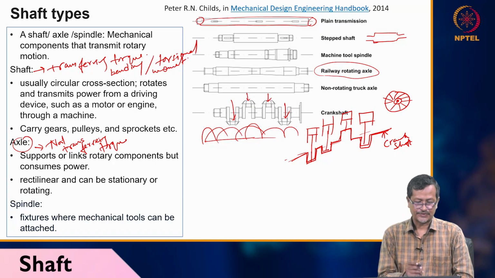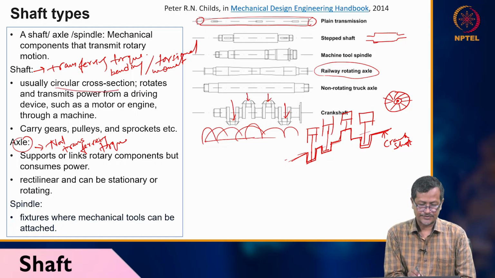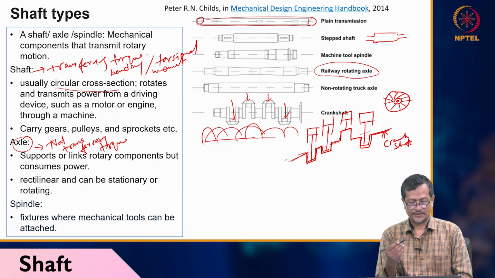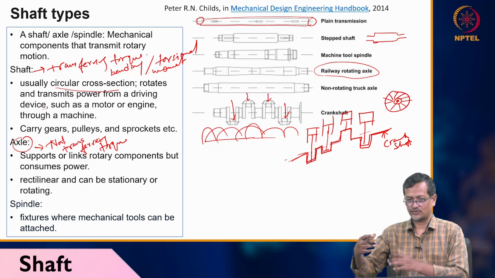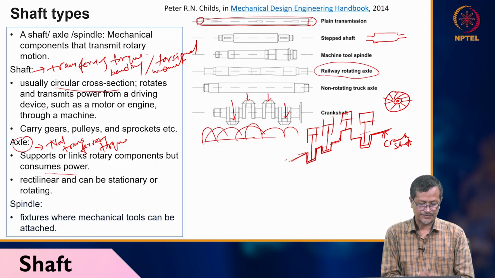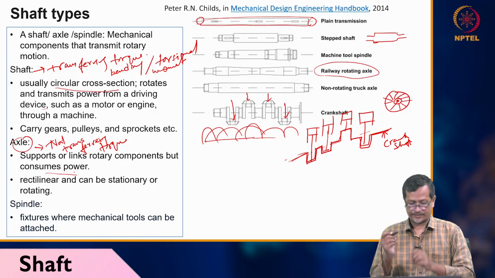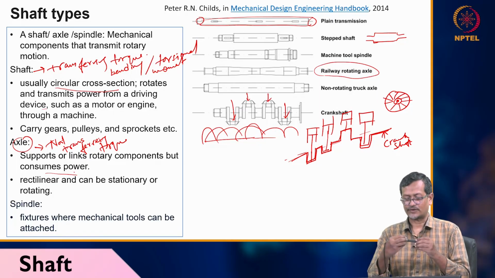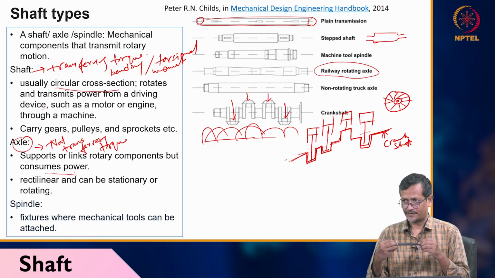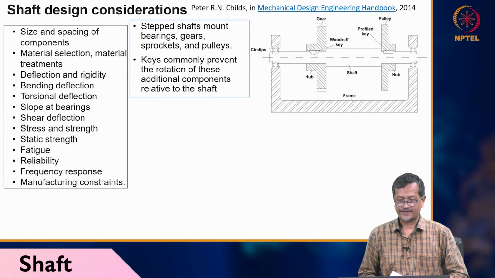Okay, so usually the shaft has a circular cross section, rotates and transmits power from a driving device such as a motor or engine. It can carry gear, pulley, sprocket, and many other fittings. An axle supports and links rotary components but does not transmit power; basically it will be holding bending load. And sometimes a spindle is also circular, but it is not transferring any power, nor holding any bending moment. Okay, shaft design considerations.